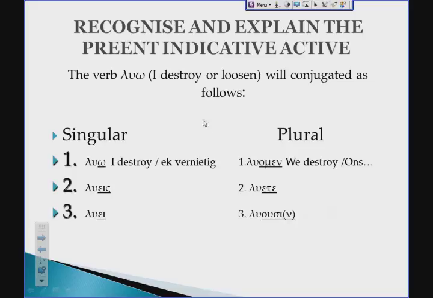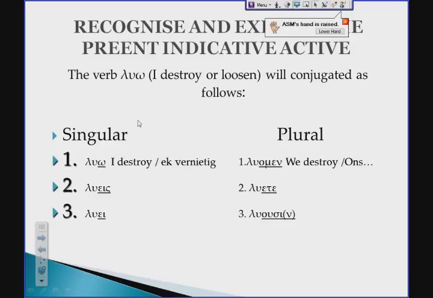Let's just continue. Now, this is basically what I encourage you to at least memorize. Luo, lueis, luei, luomen, luete, luosin. And please, I really need this. You won't be able to memorize the rest, but at least the present indicative active is very, very important, at least as a foundation, as the basis.